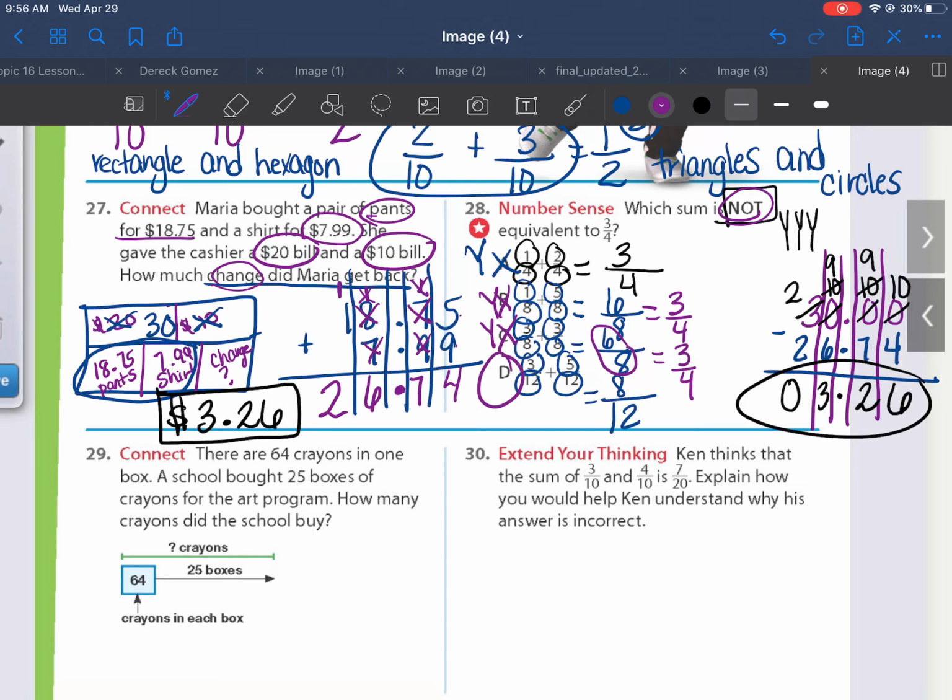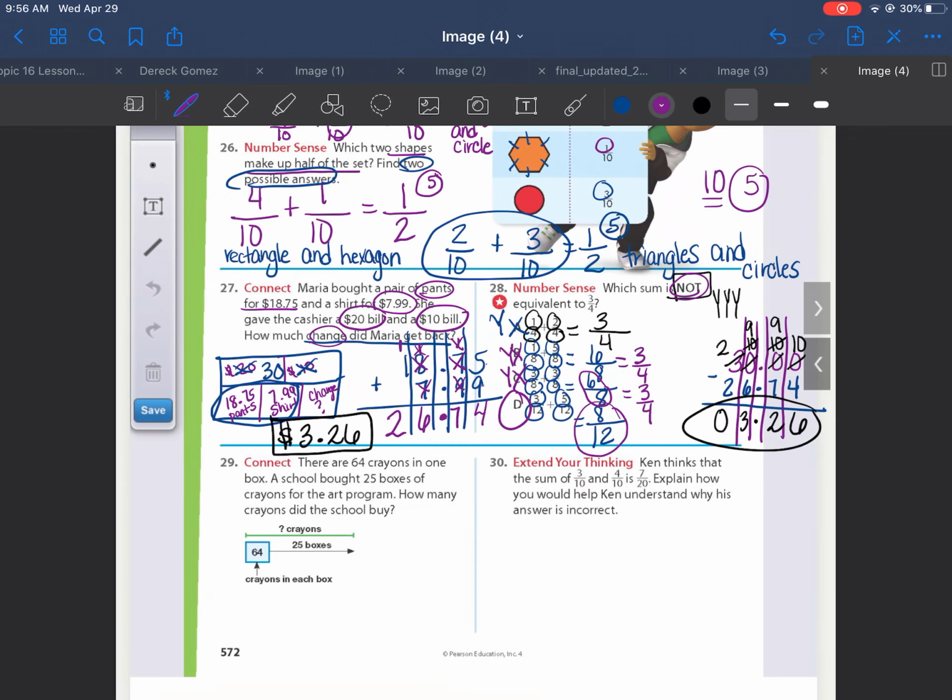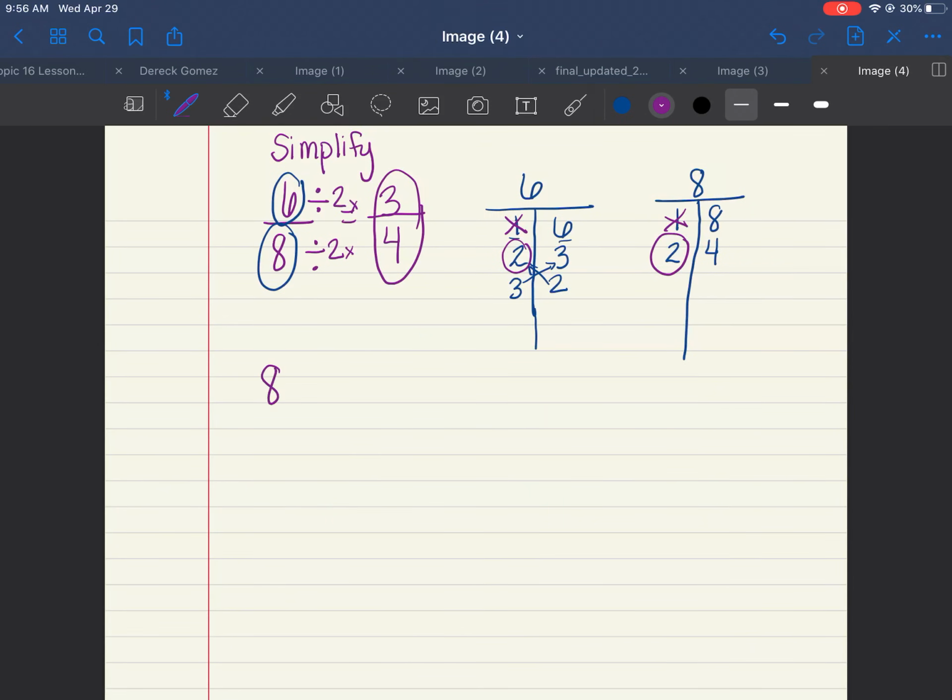If you notice, I wanted not. So this was a yes and this was a yes. And I was looking for not. So my answer will be D. But I want to go ahead and simplify 8/12 because since we're practicing that one, 8/12.